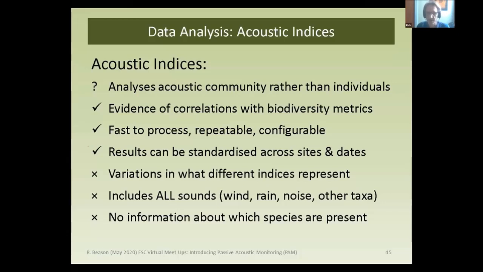But there are variations. There are a lot of acoustic indices, people have been developing these, and there's some variation in what they represent and some misinterpretation of how they're applied. It also includes all the sounds, so it's not necessarily just biophony or the sounds of animals. If there's wind, rain or noise in there, then that's included in the assessment as well, so it can skew your results. And you get no information about which species are present, so it's sometimes difficult to dig down to look at ecological questions.